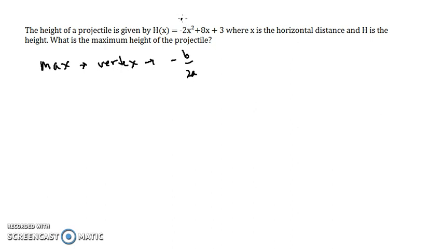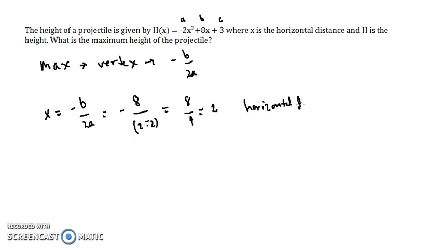And remember that you've got your a, your b, and your c in any quadratic. And so we are going to look at negative b over 2a. So for us, this is negative 8 over 2 times negative 2. So negative negative is going to come out positive, and 8 over 4 is going to come out to be 2. So x is 2. Is that our answer? No, this is the horizontal distance.